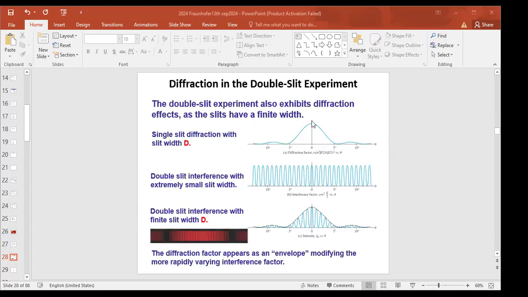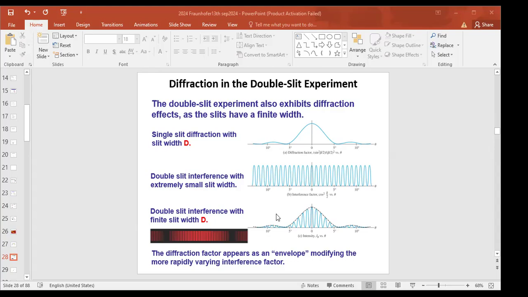Right. So before we go to the double slit experiment, you can see here, when we have single slit diffraction with single slit D, capital D here, right? In our case, we use A, but it doesn't matter, whatever the letter. So then we have a pattern like this, central maxima, first dark, second dark, like that. But when you have double slit interference with extremely small slit width, you will have a pattern like this, right? And double slit with finite slit width, right? So if you have two slits with finite width, then you will have a pattern like this. We are going to study about this pattern. So here you have the diffraction pattern, and inside you have the interference pattern also. So we are going to study this double slit interference with finite slit width.